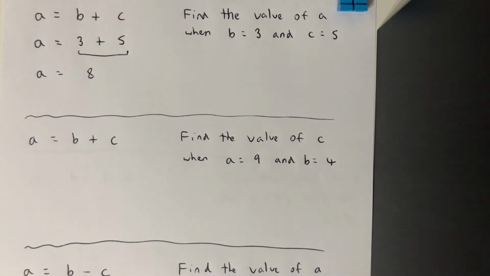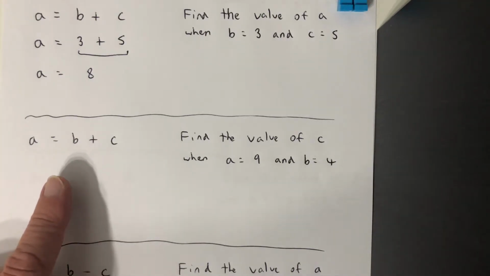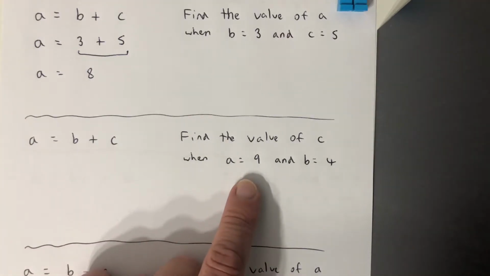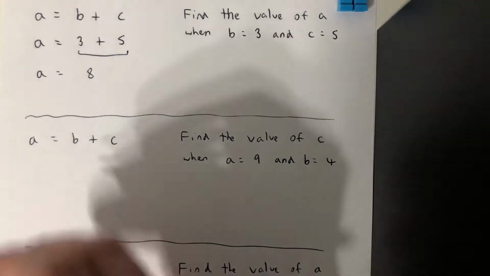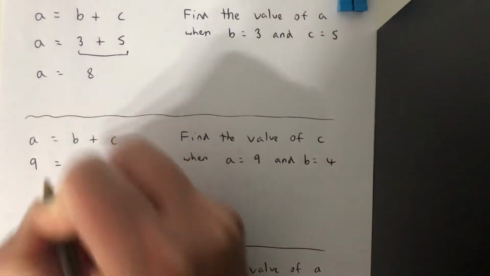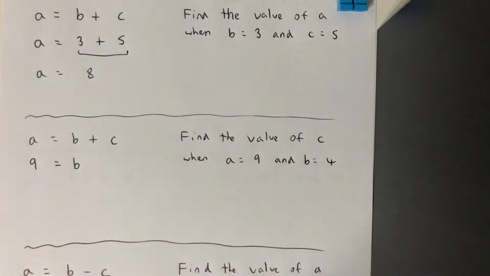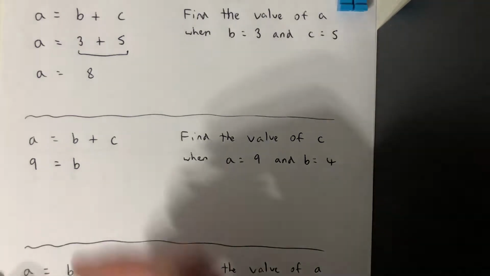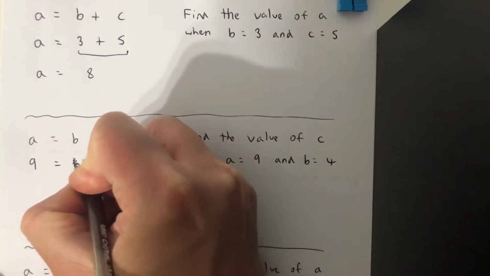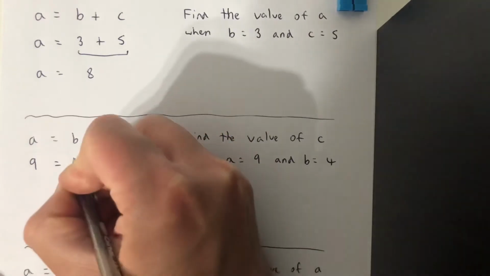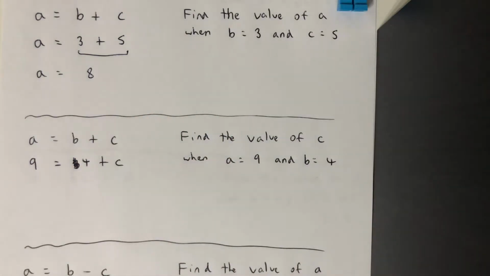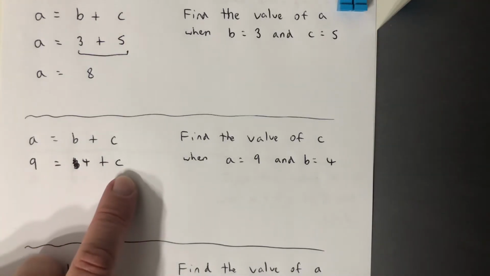So I'm telling you what different letters are this time. In this case, I'm telling you what A is. So what we're going to do is keep the formula exactly as you find it, but just swap in the information that you now know. So instead of an A, I'm going to write a 9. And we do know what B is, because B is 4, isn't it? We'll put 4 there. We don't know what C is, so we'll have to leave it as a C. So now we know this: 9 equals 4 add C.